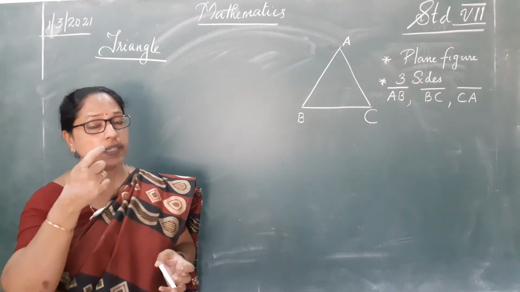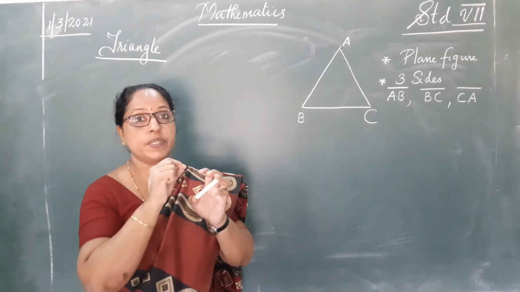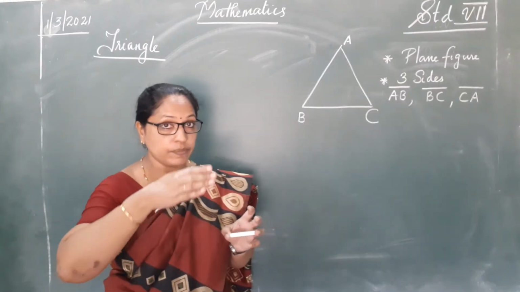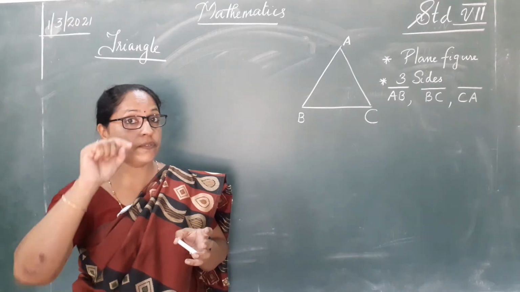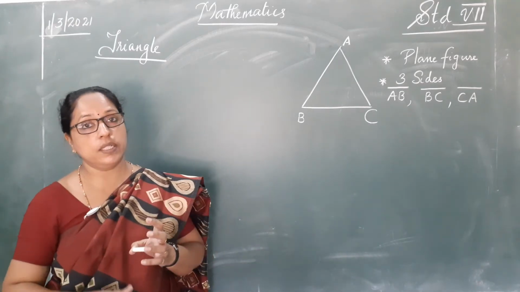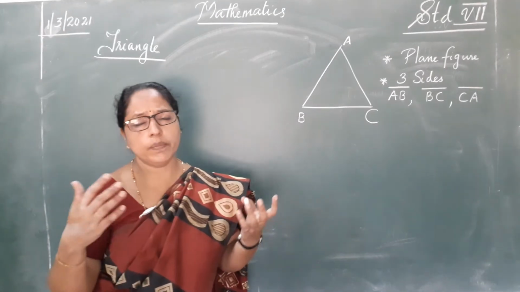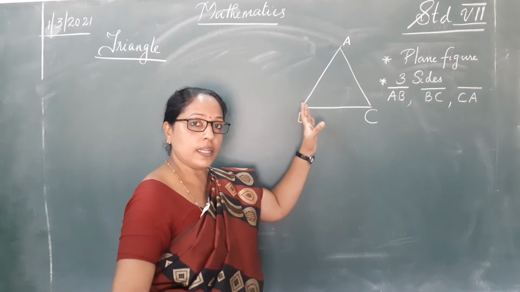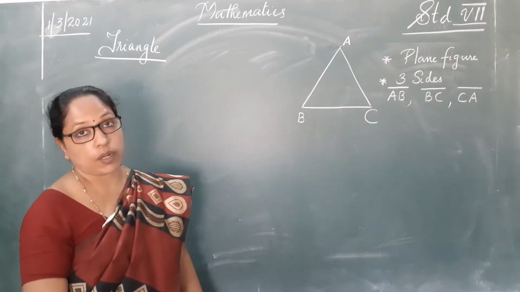Then different types of chocolates. Some chocolates come in a triangular shape. When you cut a piece of cake, the surface of that piece looks like a triangle. So these are the different examples for triangle. You can find many objects related to the triangle shape. So just find out from your surroundings.